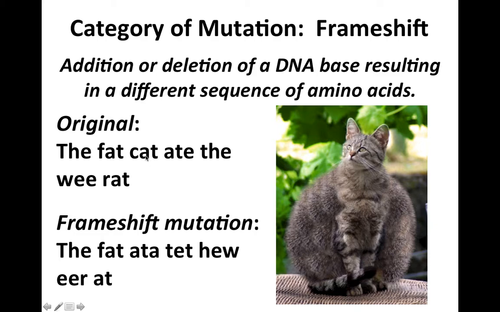This is why I call it a frame shift. Everything has to stay in groups of 3s. So if I get rid of that C, what I'm going to get is this A is going to shift over here. I'm going to get ATA. This T is going to shift over here. I'm going to get TET. So instead of having the fat cat ate the wee rat, I would say the fat blah, blah, blah. It doesn't make a whole lot of sense, okay? So that's really, really bad. Frame shift mutations are pretty nasty little things, okay?